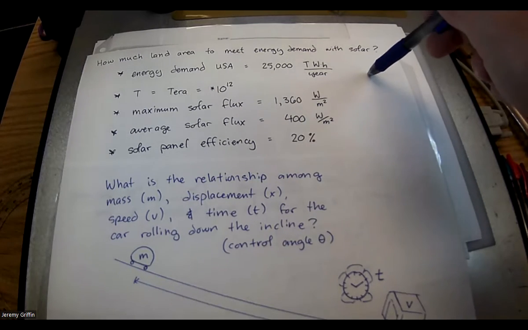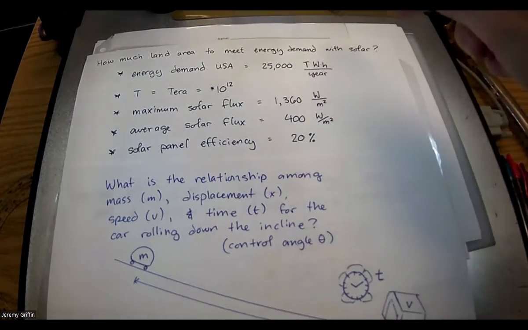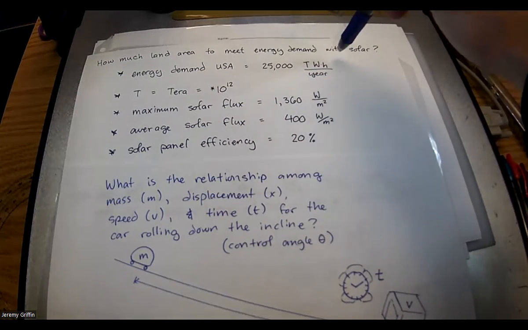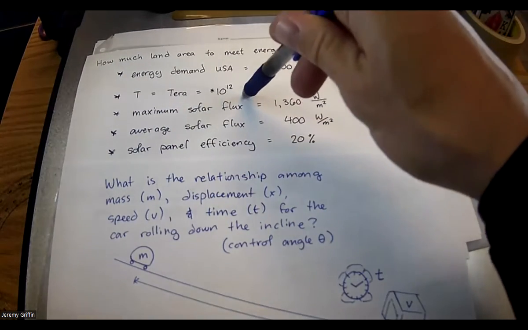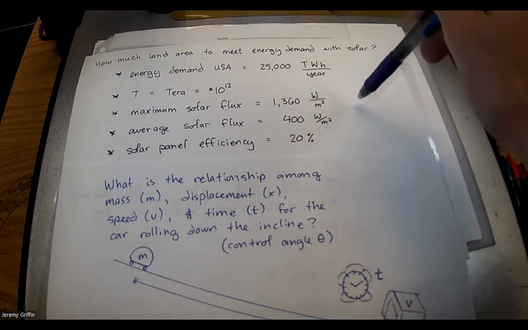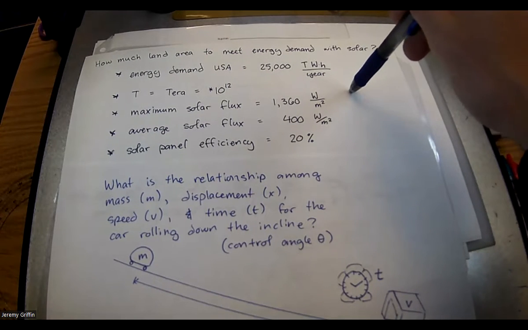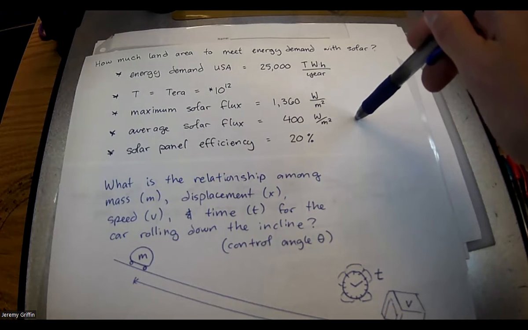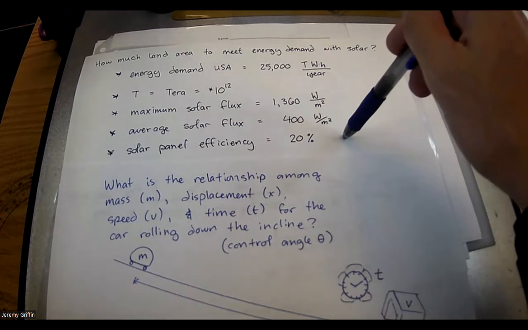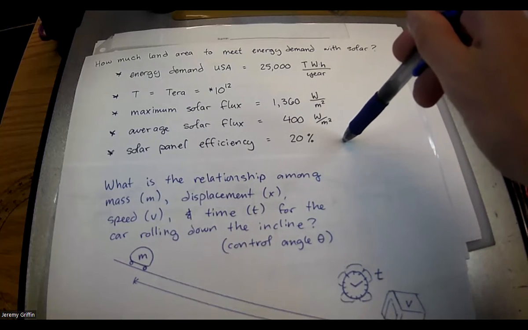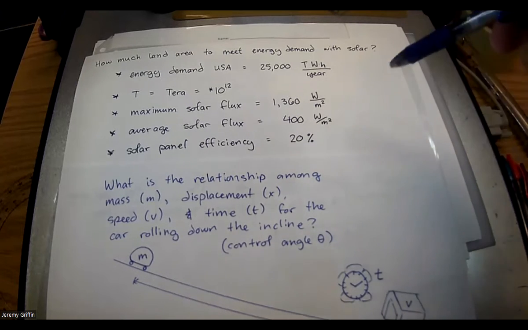So I gave you a real good challenge question here. How much land area would be needed to meet energy demand with just solar? Here's the energy demand of the United States: 25,000 terawatt hours per year. I told you tera is 10 to the power 12. You might want to know how bright the sun is shining. I gave you two values on that: a maximum value, like 12 o'clock noon, all sunny, and an average value, day, night, cloudy, sunny, everything averaged together. And one last number was the efficiency of solar panels. Some energy is going to land on the solar panel, but how much can actually be converted into useful energy? 20% is a pretty good number. Some solar panels are 22 point something percent, so you can round to about 20%.